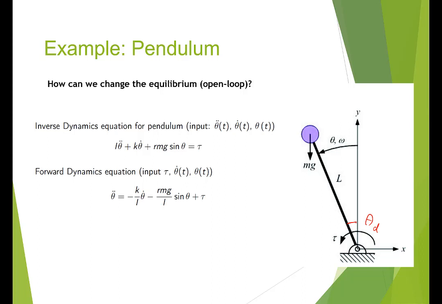Let's look at the equations for the pendulum. We derived this before. There's a second order differential equation for the pendulum that gives us the angle as a function of the torque that's applied to its base. If we look at it as a robot, it's the torque at the joint. And we can have inverse or forward dynamic equations for it. Now consider we wanted to move it to a specific theta, fix it at a specific angle, not its equilibrium, and we want it to stay there. How can we do that?